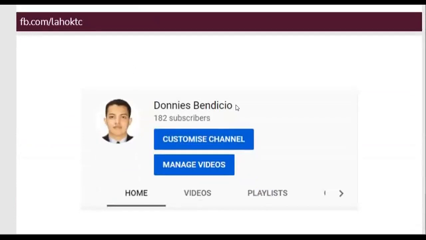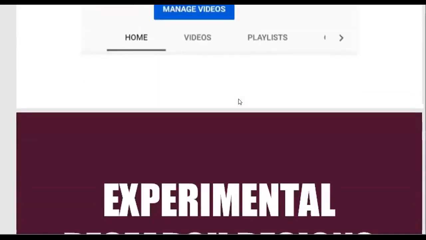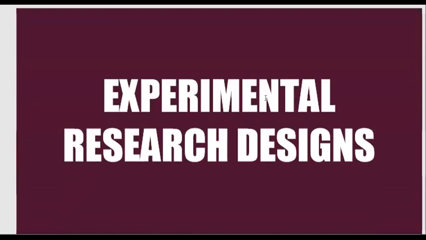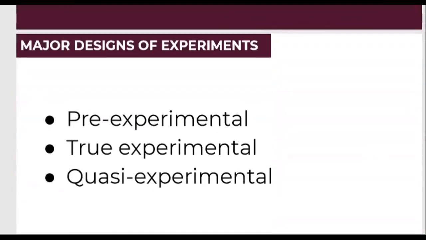Now let us talk about the three major designs of experiments and some of the examples of these designs. Okay, so we have the major designs of the experiments. We have the pre-experimental, true experimental, and quasi-experimental research designs.